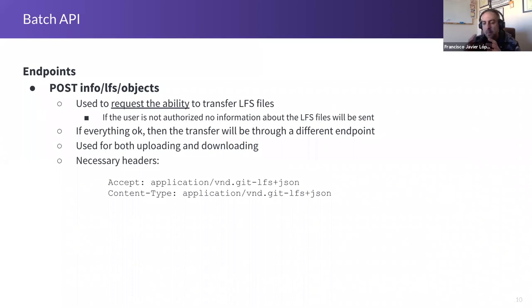Okay, usually the action to access the LFS file is done at a different endpoint, not through this one. This endpoint is used for both uploading and downloading, and any of the requests and the responses involved in this Git LFS process must have these headers. Okay, this MIME type is totally mandatory.